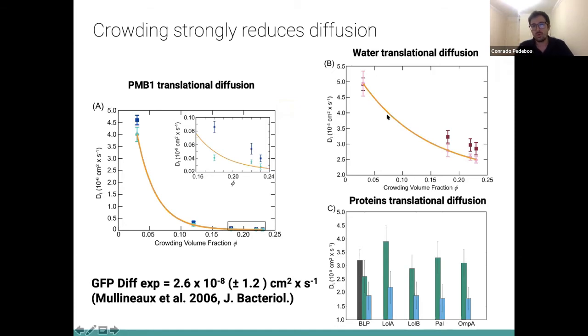We also saw that water gets slower due to the crowding, and the same for protein. So they all follow the same trend: the more complex, more crowded system has the smaller diffusion. And when we compared the translational diffusion for proteins with experimentally determined diffusion for GFP in the periplasm, we see that they are in similar ranges, in the range of 10 to the -8. This is good because it gives us more confidence in our model.